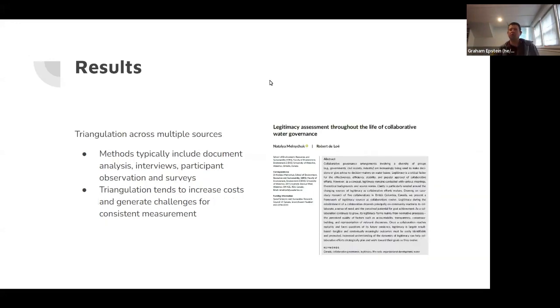Triangulation across multiple sources, I would say, is probably one of the most common methods used by academics. This would involve academics going to one or a relatively small number of cases, no more than 5. I mean, you might increase it slightly. But generally speaking, what they would do is collect as much information as they could about a particular case, usually combining things like document analysis and interviews. Almost always you're going to see these two methods used, document analysis and interviews. Sometimes you get participant observation and surveys.